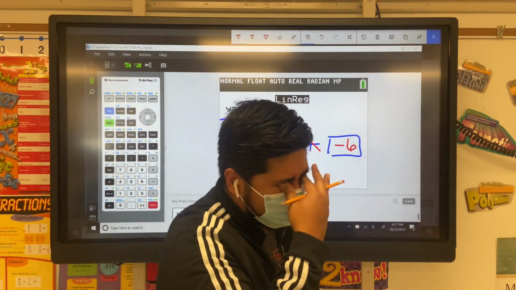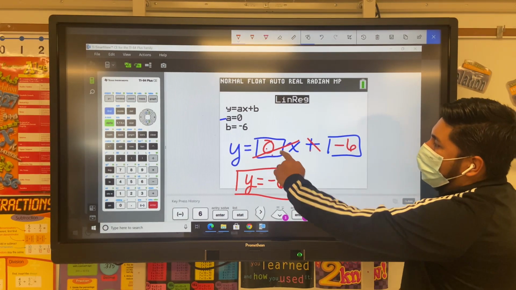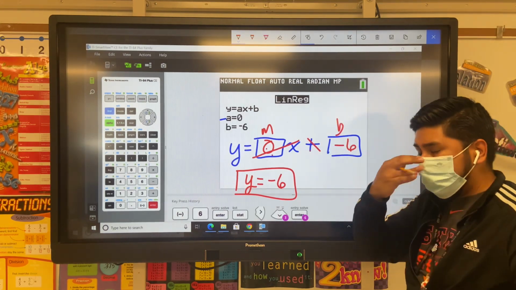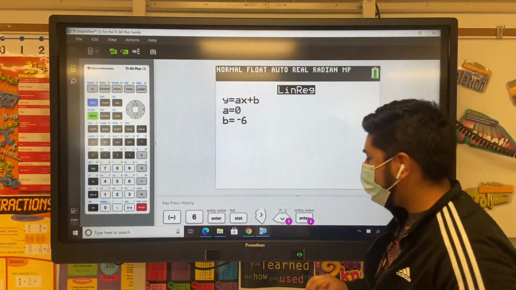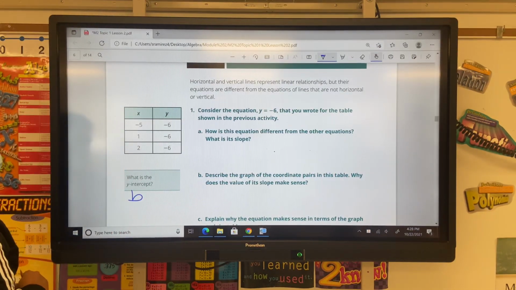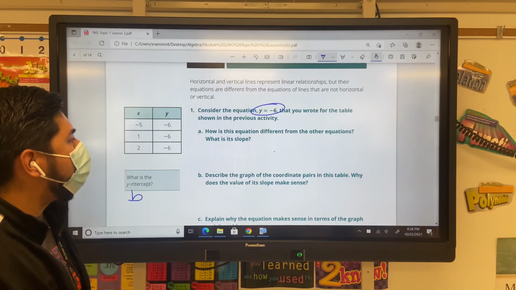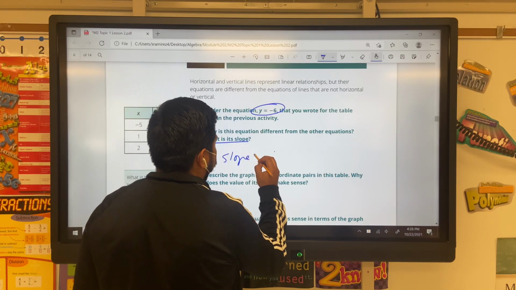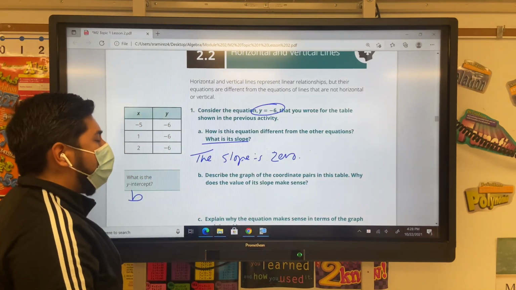And that's exactly what's in the next page. Y equals -6. But now we need to know that our slope was indeed 0. Our B, also known as our y-intercept, is -6. What is the y-intercept? It's always B. So, how is this equation, y equals -6, different from the other equations? The slope is 0. That's what makes it different.